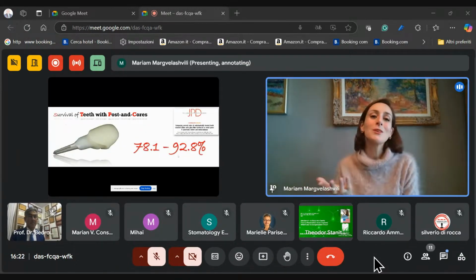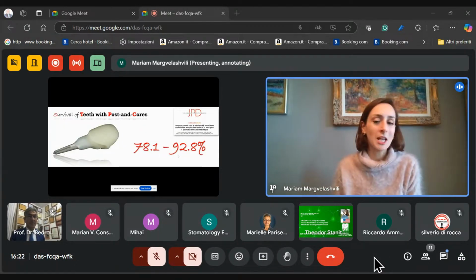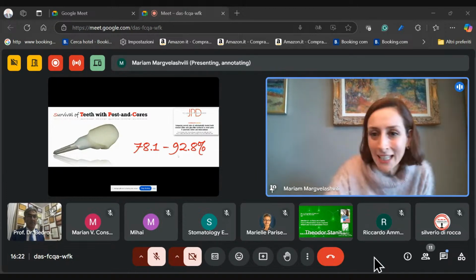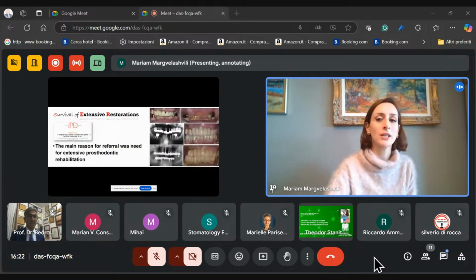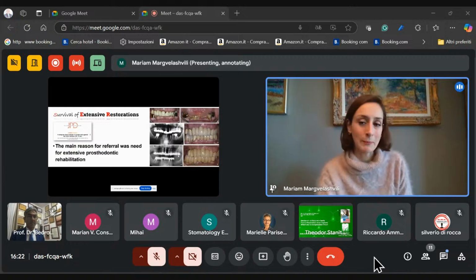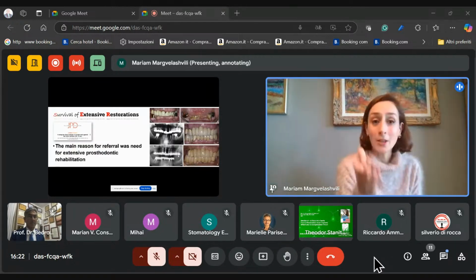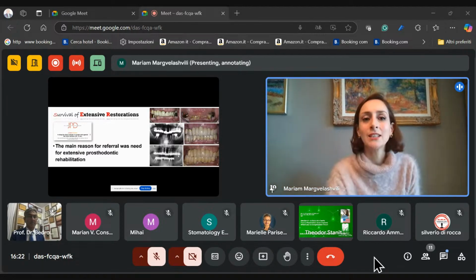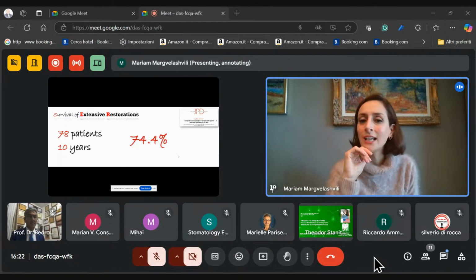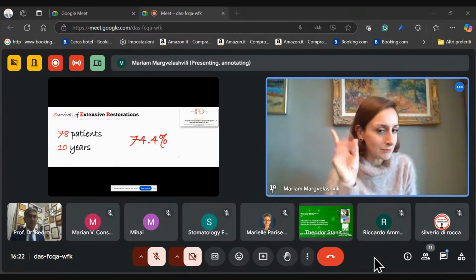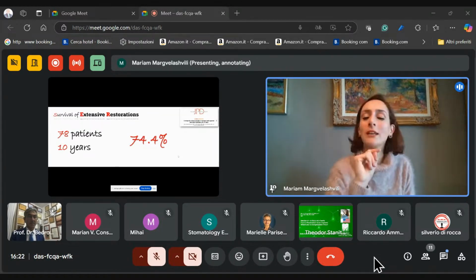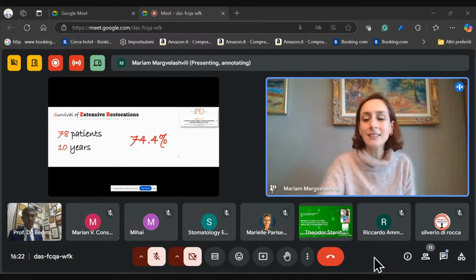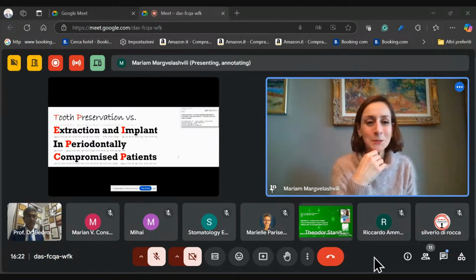So what's wrong with using post and core with severely damaged teeth? Survival, 92%. This is a systematic review that I published together with my mentor, Marco Ferrari. Another study looked at extensive restorations. The main reason for referral was need for full mouth reconstructions. They looked at 78 patients at 10 years, 74%. The survival is not high, but it's not low either. For 10 years, 74% to extend the life of the tooth.